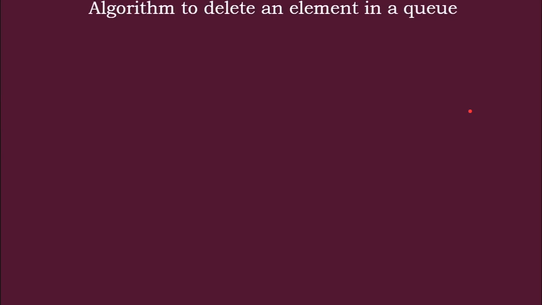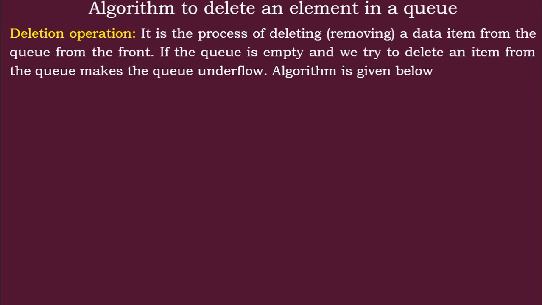Let us see how to delete values from the elements of the queue. So what is deletion? Deletion is the process of removing data from the queue from the front, because we know that from the front we can delete the elements. So we cannot delete an element from an empty queue. If you try to delete an element from an empty queue, we get the underflow condition.